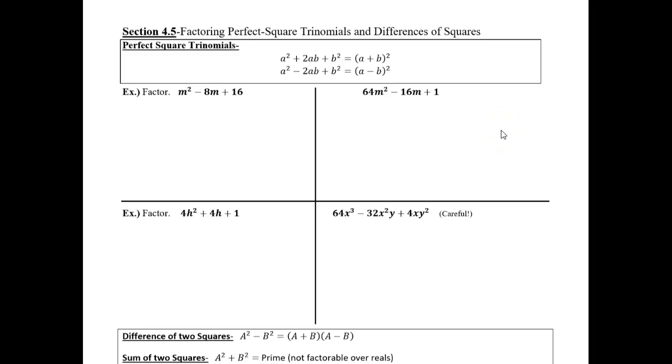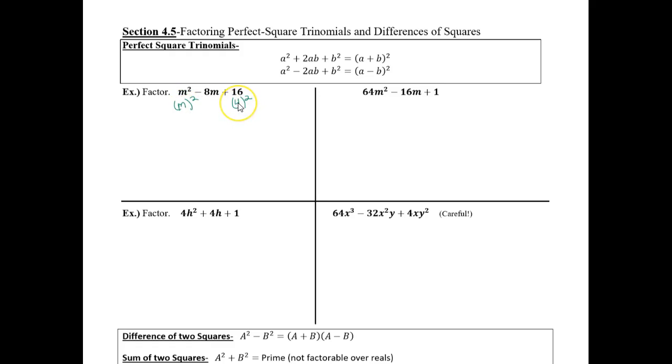In this video, we're going to be factoring perfect square trinomials. The way we identify perfect square trinomials is by looking at, first, it must be three terms, hence the trinomial part, and the first term and last term must be perfect squares. So m squared is the same thing as just m being squared, and 16 is 4 squared, so this is m squared and 4 squared.